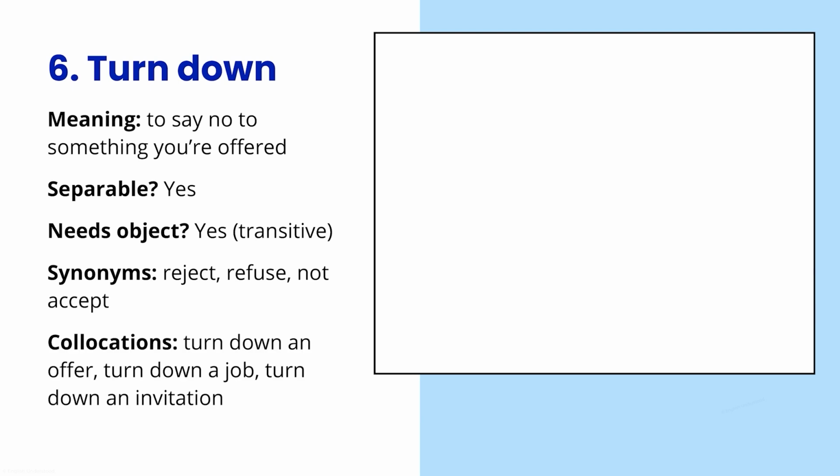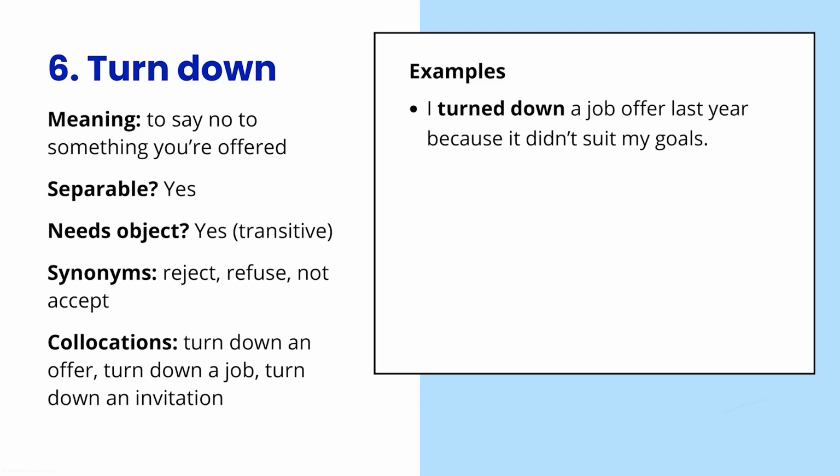Here are some collocations: turn down an offer. So if someone offers you something and you turn it down, that means you say no. Turn down a job. Same thing. You say no to the job. Turn down an invitation. Again, same thing, you say no. Now let's look at some examples. Here's the first one.